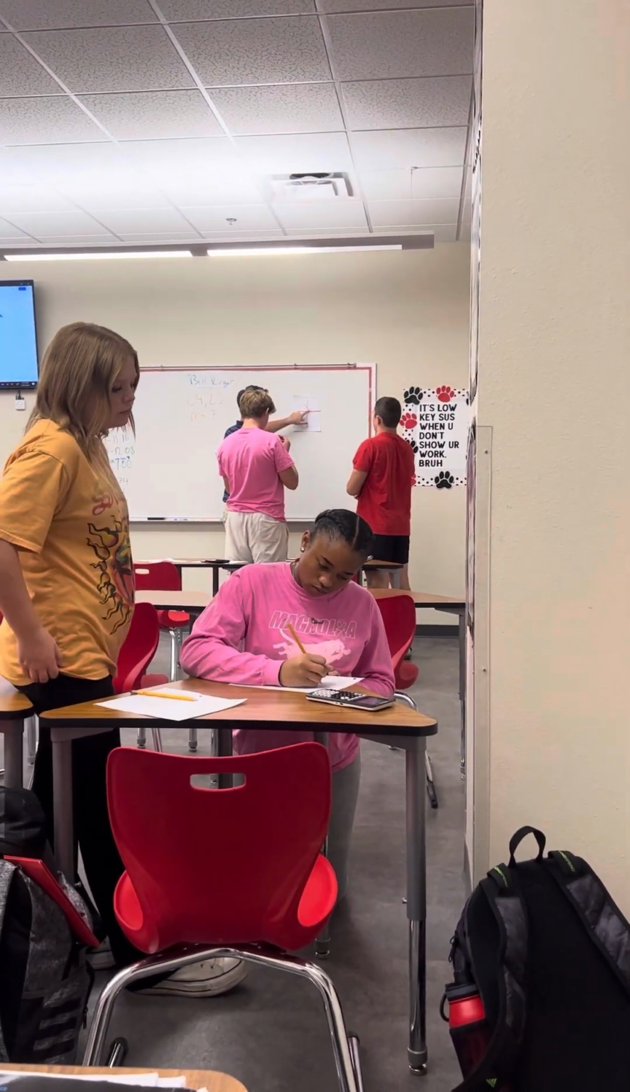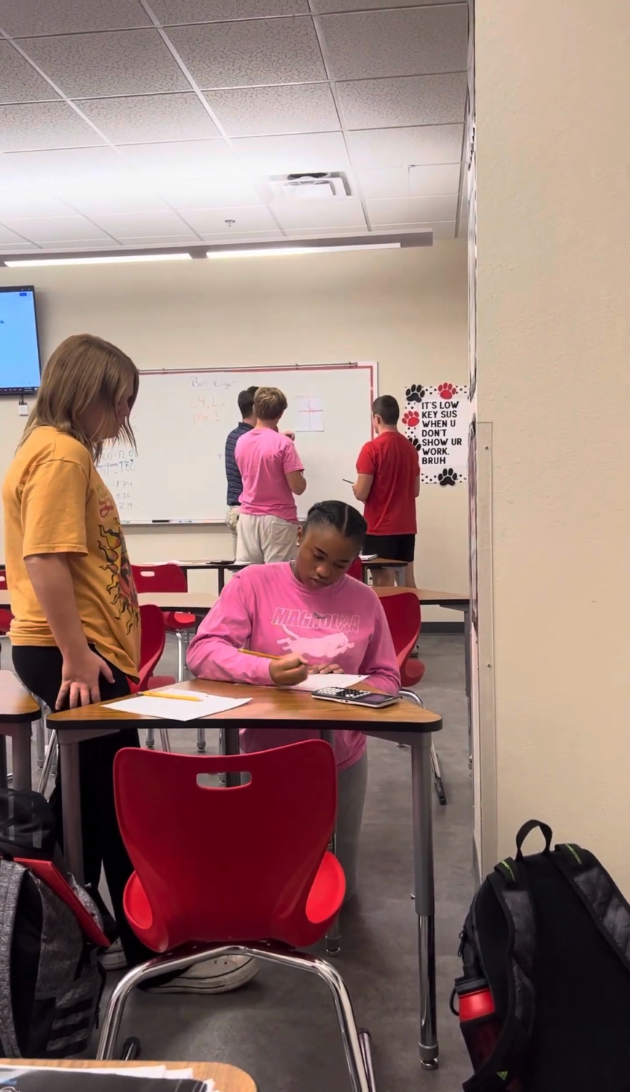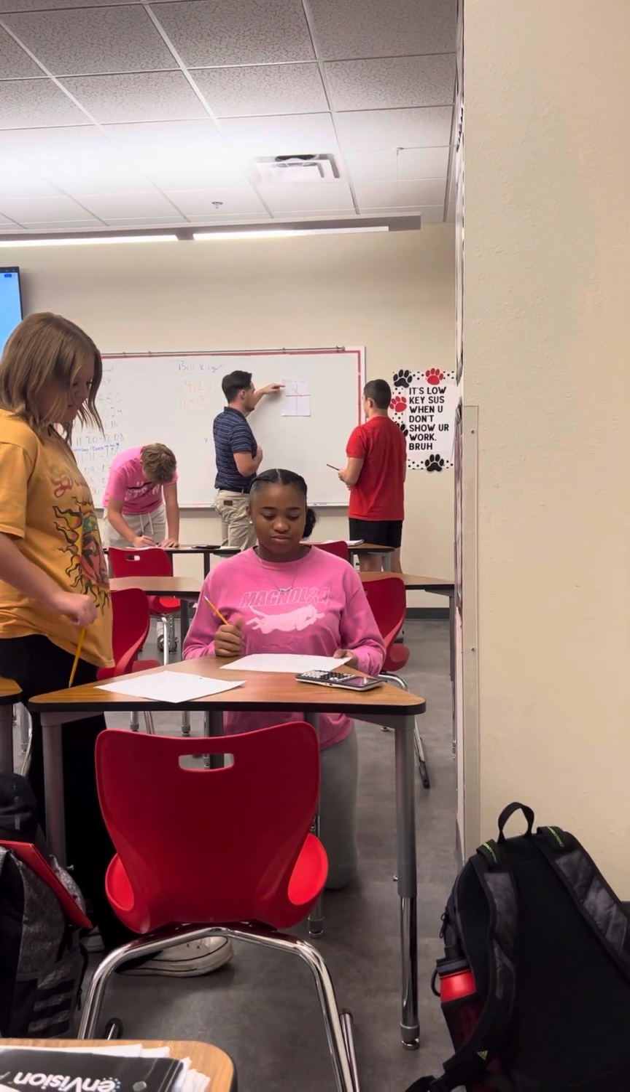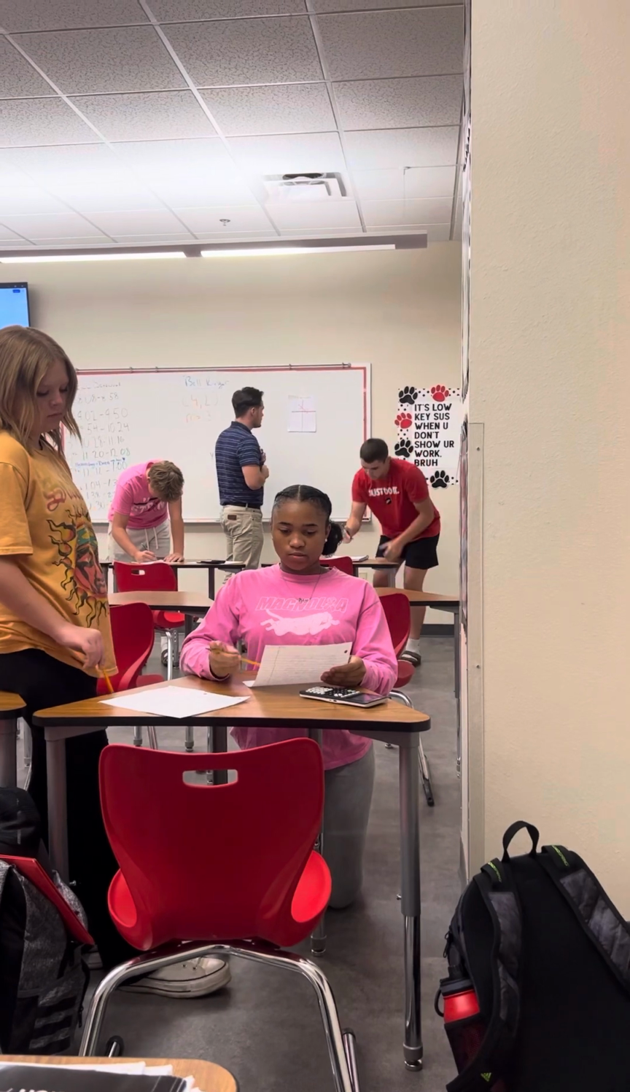So let's find the slope first. We're going up 1, 2, over 1, 2, so 2 over 2. And is that a negative or a positive? Negative. So it would be -2 over 2, which is? I think that one's right.